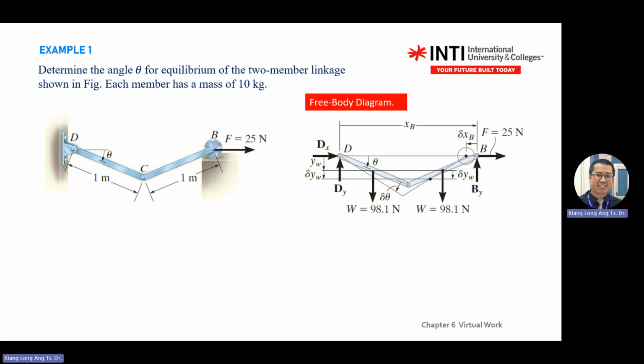Make sense? Okay. Then you put in the distance. So this one is 1, this one is 1, this one is 1. And then put in the W for each of the members. W equal to mg.